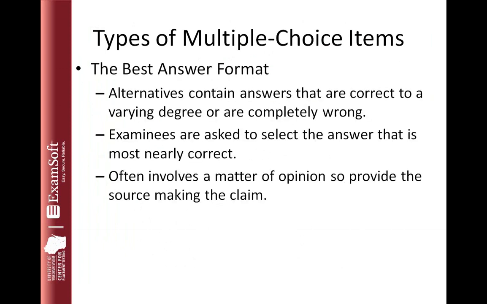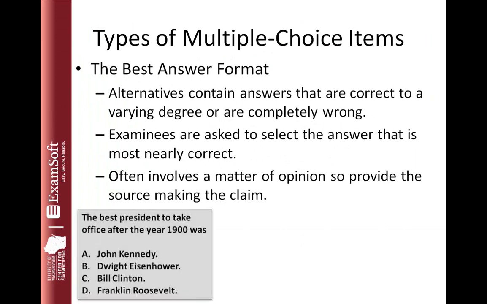Another format is the best answer format, and here all of the alternatives contain answers that may be correct to a varying degree, or they could just be completely wrong. Then examinees are asked to select an answer that is the most nearly correct. This type of answer often involves a matter of opinion. So for example, the best president to take office after the year 1900 was.